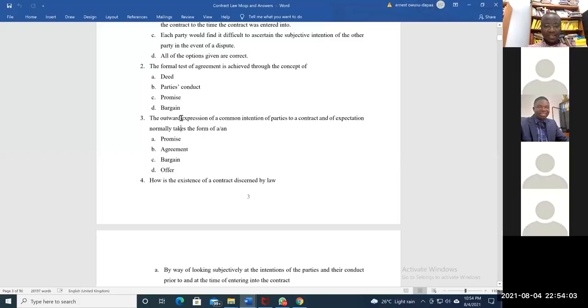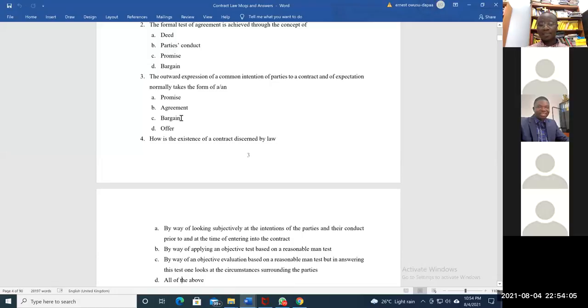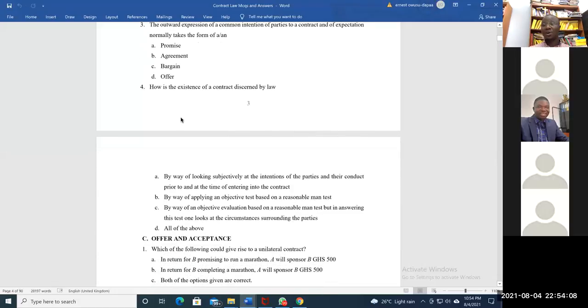Okay, how is the existence of a contract discerned by law? How does the law determine the existence of contract? A, by way of looking subjectively at the intention of the parties and their conduct prior to and at the time of entry into the contract. B, by way of applying objective tests based on a reasonable man test. C, by way of an objective evaluation based on a reasonable man test, but in answering this test, one looks at the circumstances surrounding the parties. D, all of the above.